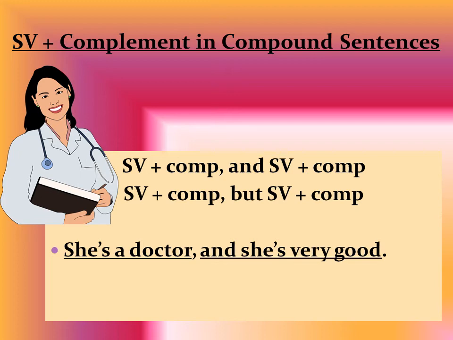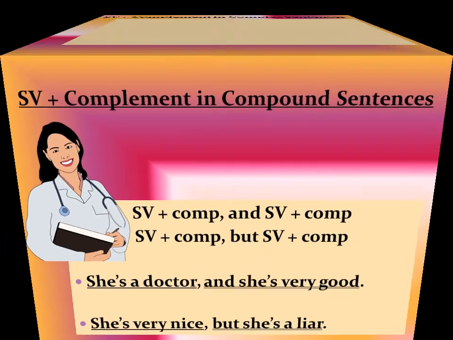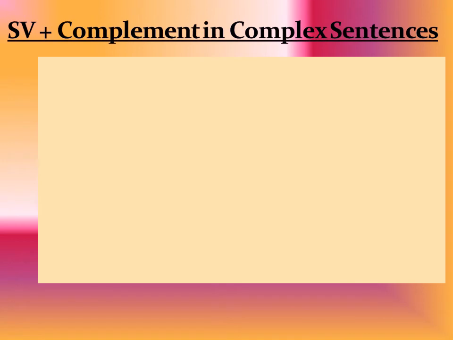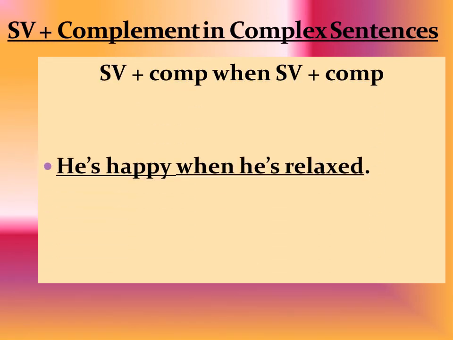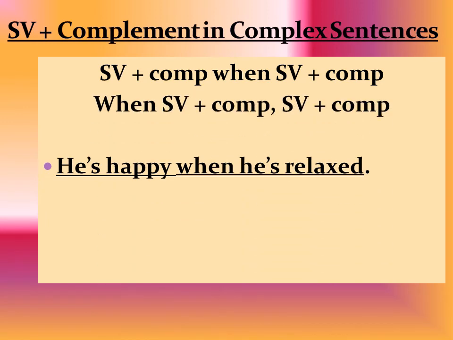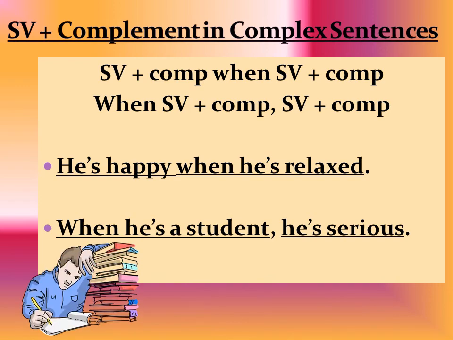We could also use the word but or another coordinating conjunction. She's very nice, but she's a liar. So I'm going to take my breath in between those two chunks, not in another place. And again, if I have a subject and verb plus complement in a complex sentence, then I chunk those together. He's happy when he's relaxed. Same thing if I switch it around. When he's a student, he's serious.